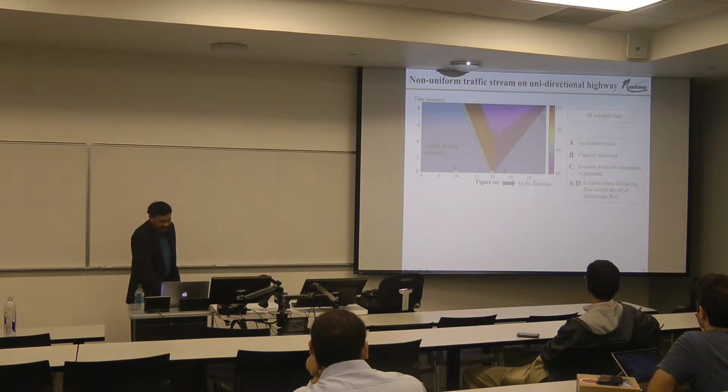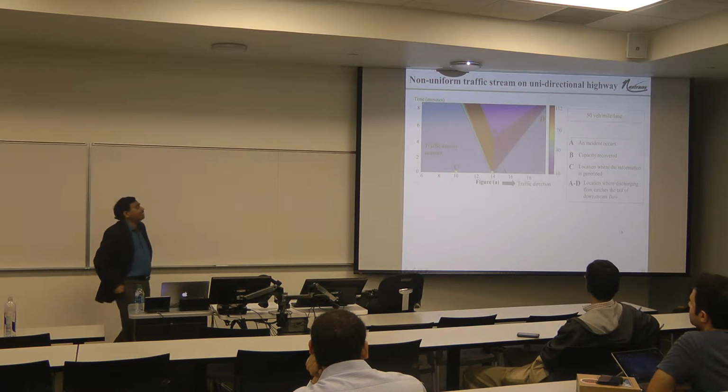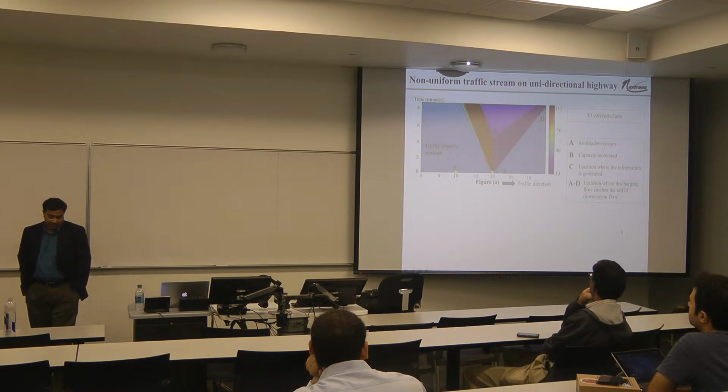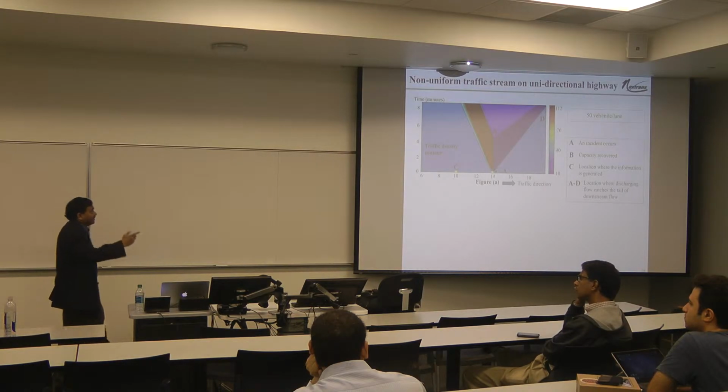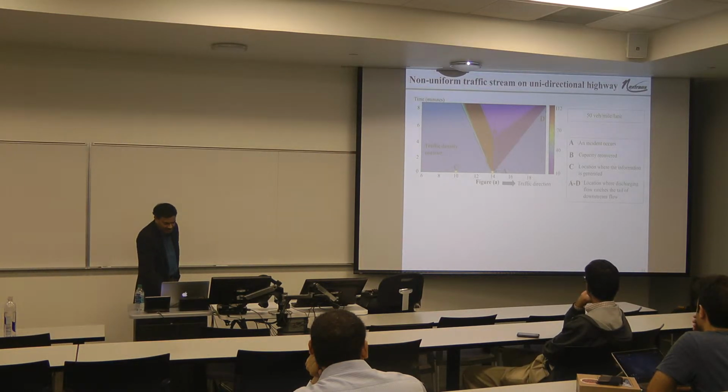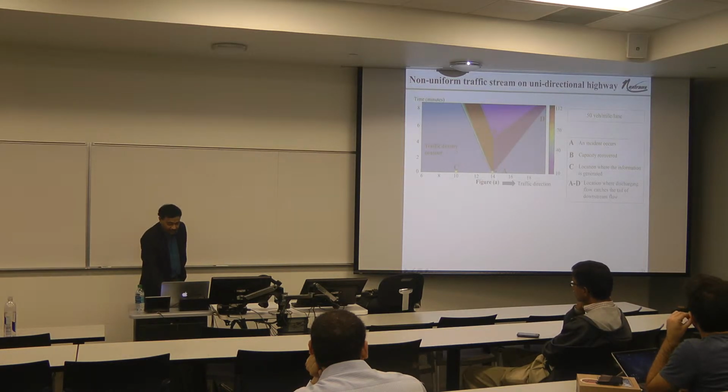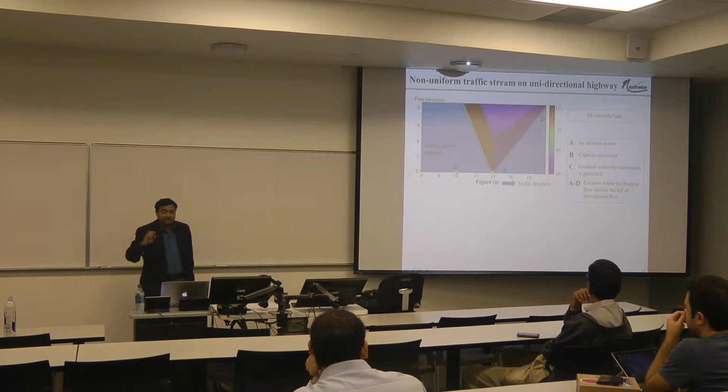This is a case where I wanted to illustrate what happens when we have a non-uniform traffic stream. This is the application case where there's an accident. Let's say an incident occurs at location A. Here we are looking at the distance, we are looking at time in this direction, and here you have the density of traffic. So that's the traffic density contour. What you're seeing here is an incident occurs at this point. This is the location where some vehicle perceives that and generates that information.